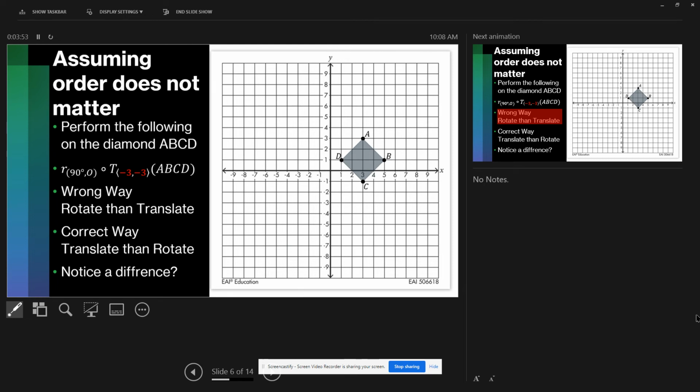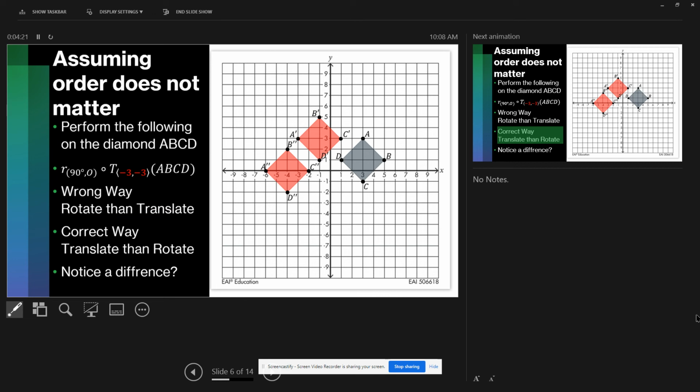We're going to assume the order does not matter. This is going to show why order does matter. We're going to perform the following transformations on the line. We're going to translate and then rotate. The wrong way would be to rotate and translate, but we should be translating then rotating. You're going to see two different examples. The wrong way, we're going to rotate first, then translate.